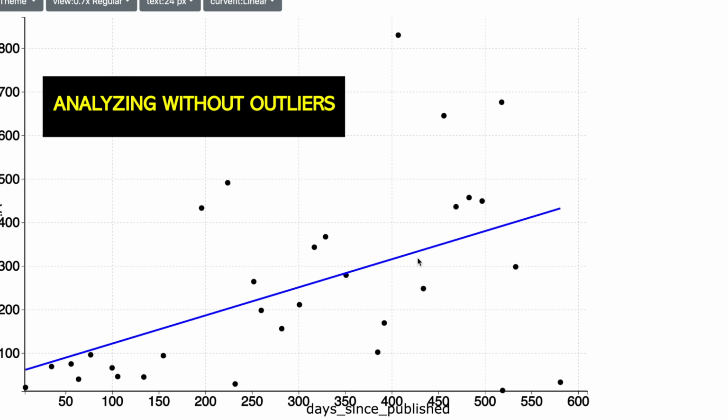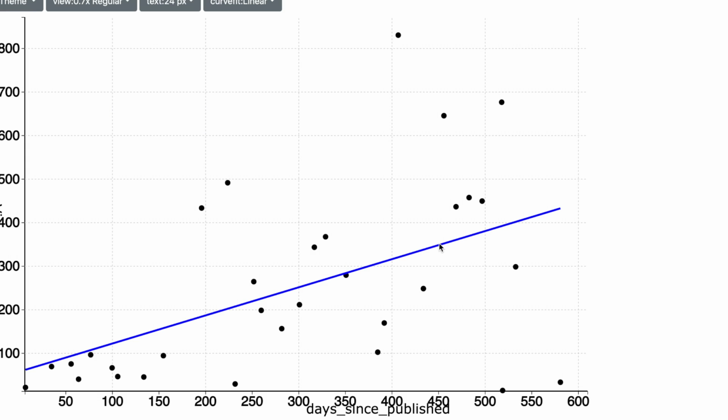And we can attempt to draw a trend line between the number of days and views. We observe that the trend line is in an upward direction, which confirms that the number of views generally tends to increase with time. So this also kind of assures me that investing in YouTube makes sense.